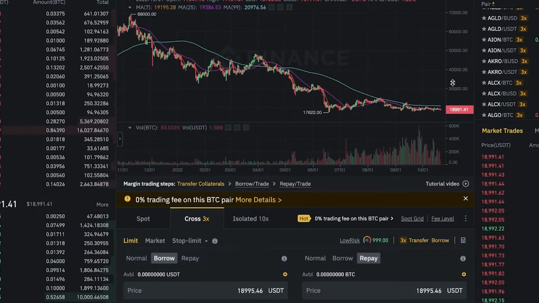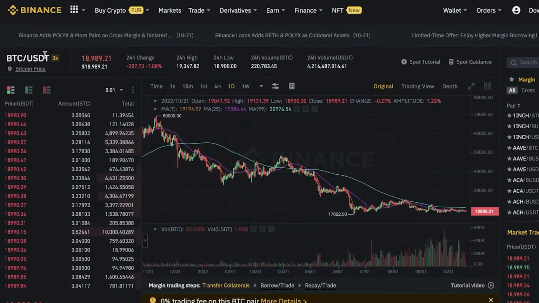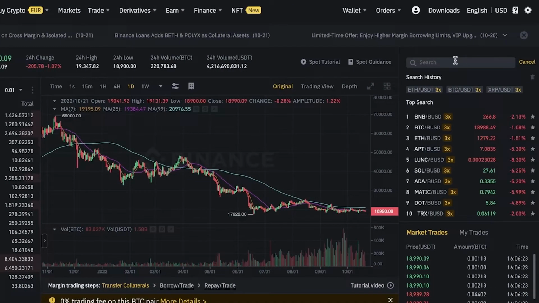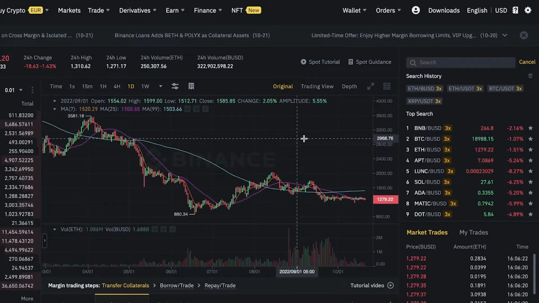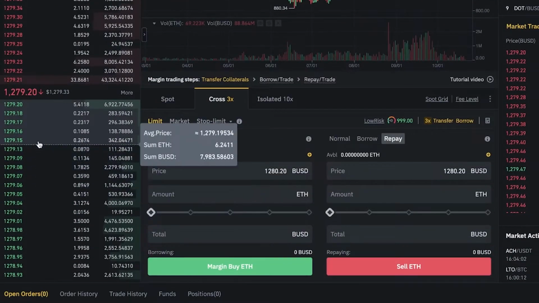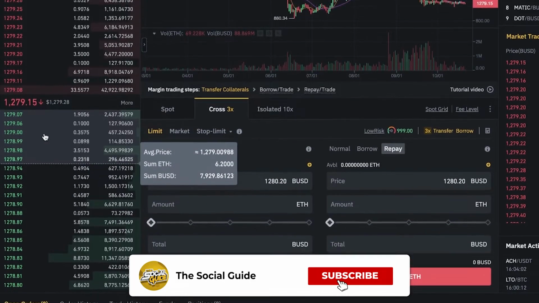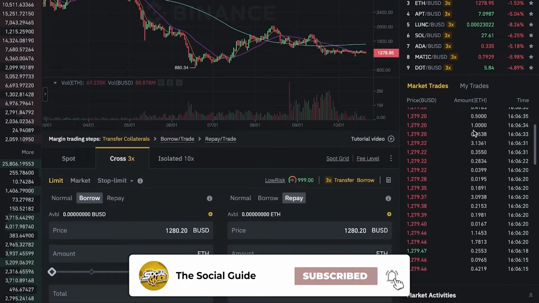So to get started, just go onto the margin trading chart on Binance, and you can select any kind of crypto token from the right side of your screen. So let's say I want to take a look at Ethereum and BUSD. This is the chart, and on the left side of your screen, you're going to see the buying and selling prices currently, what prices people are looking to buy at, and these are the current prices people are looking to sell at. Then you have all of the market trades.